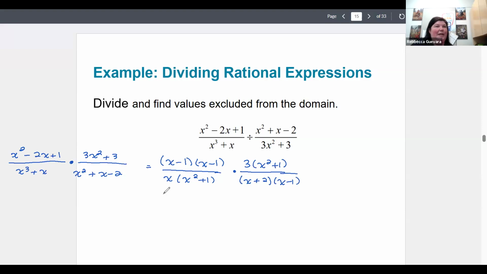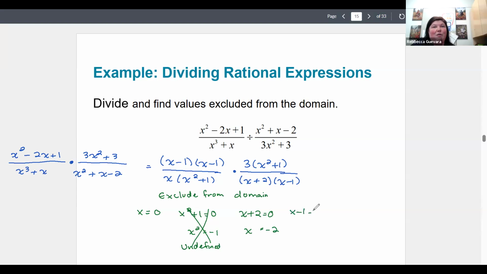So here we exclude from the domain x equals 0. x squared plus 1 equals 0, meaning that we'd have x squared is equal to -1, which is undefined. So in that case, there's nothing more to exclude. We just had that 0 there. Here we would have that x plus 2 equals 0. So that means we'd have to exclude x equals -2. And then the x minus 1, when would that be 0? When x is equal to 1.